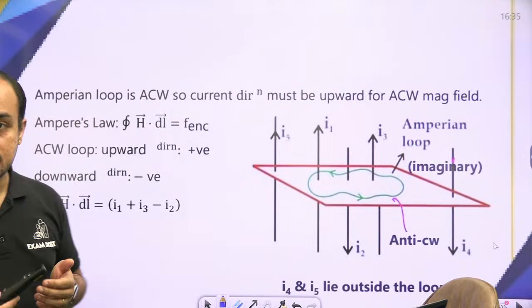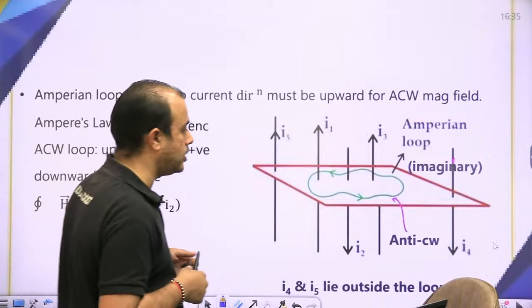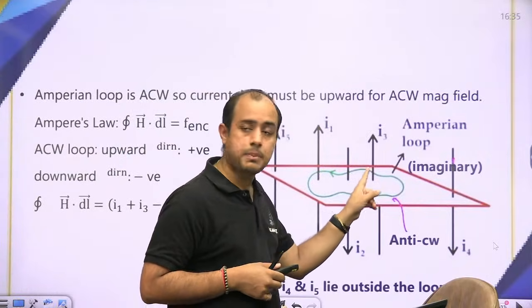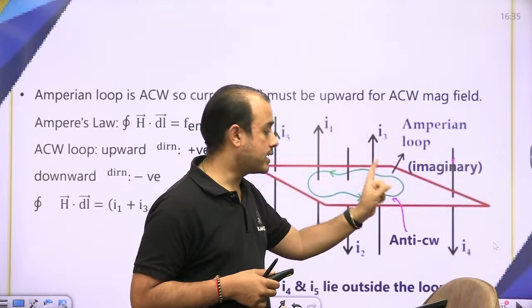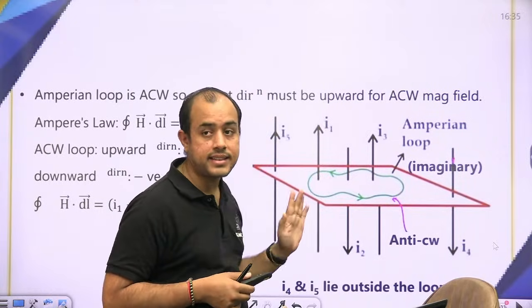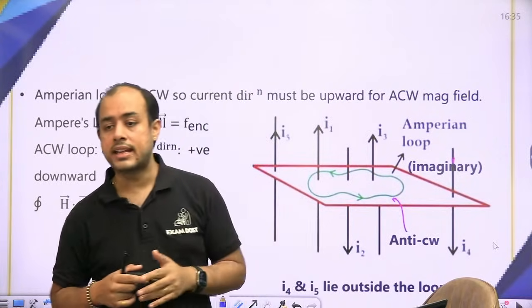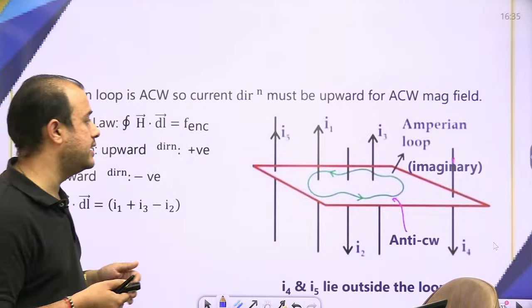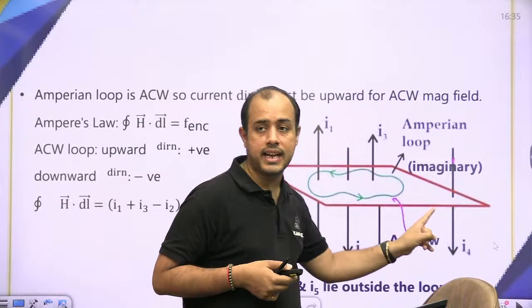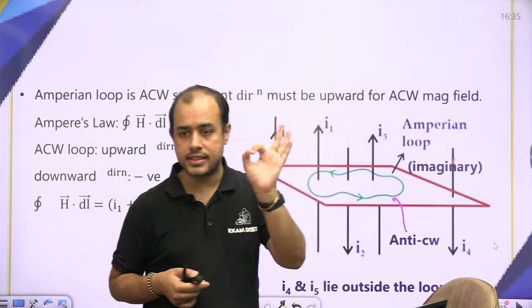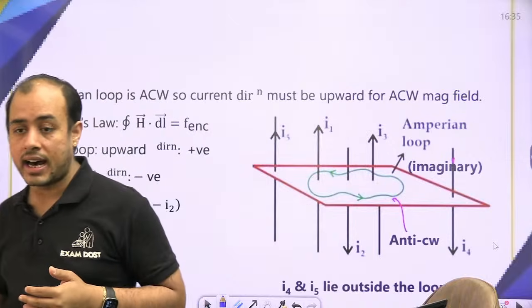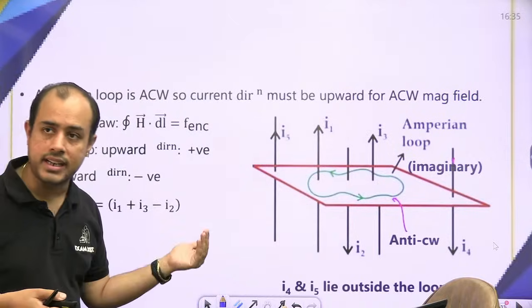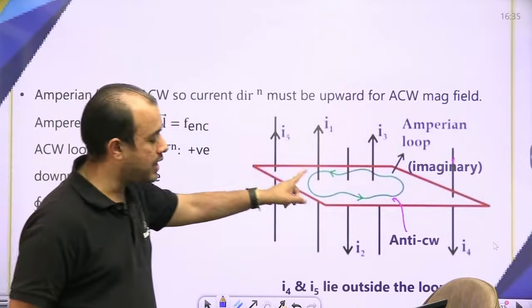So how to take the current? First of all, take the currents which are passing inside the loop. The currents outside the loop, yes, they also produce magnetic field, but the closed loop integral of H dot dl because of the currents outside the loop is 0. It comes only from the currents inside.